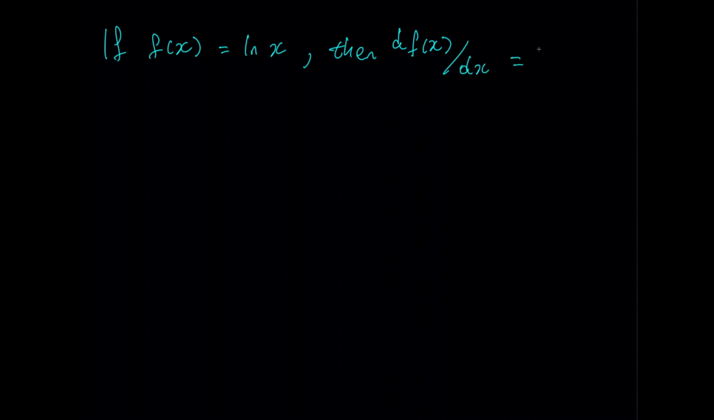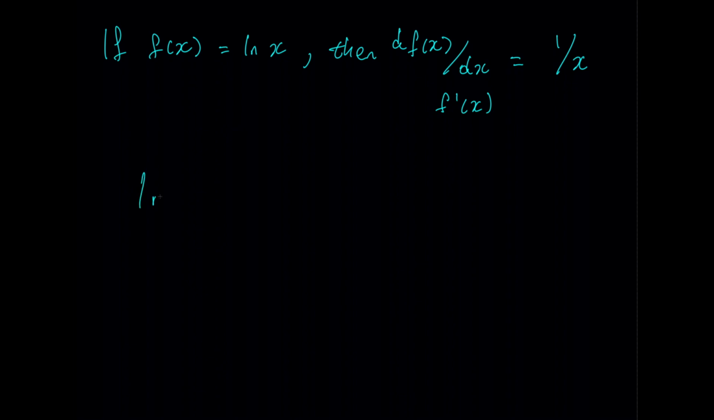Let's write that down. If f of x equals ln of x, then differentiating f of x in terms of x will be 1 over x. By the way, you can write df over dx as just f prime of x. Either one would work. With this fact, we can try bigger examples.